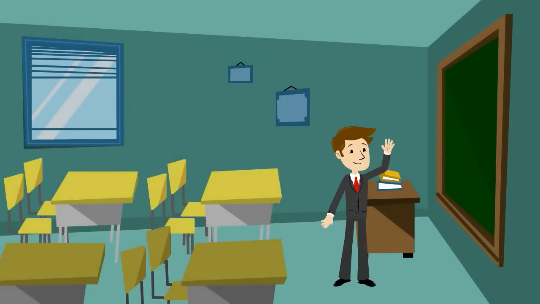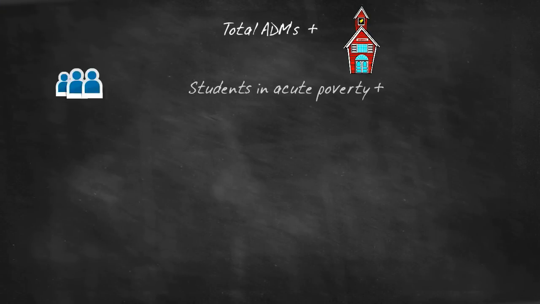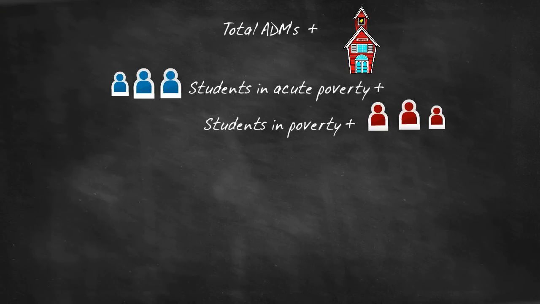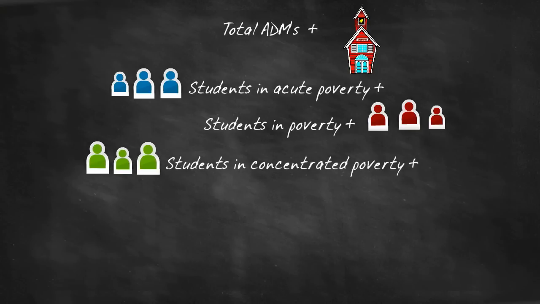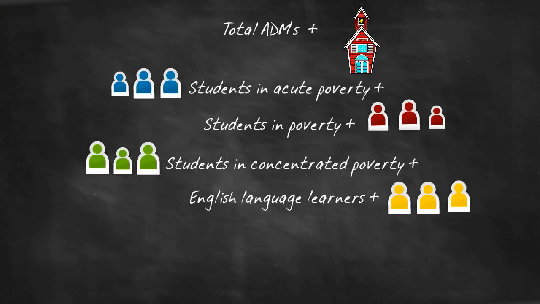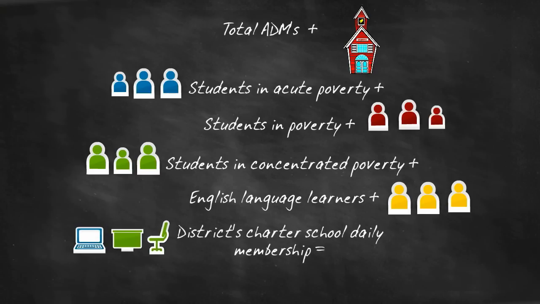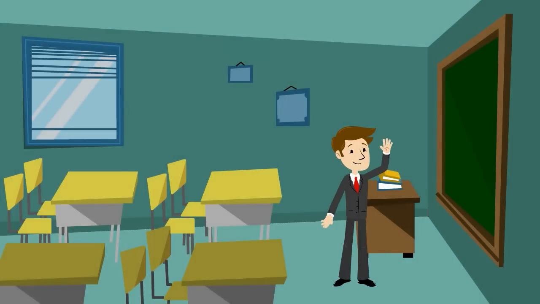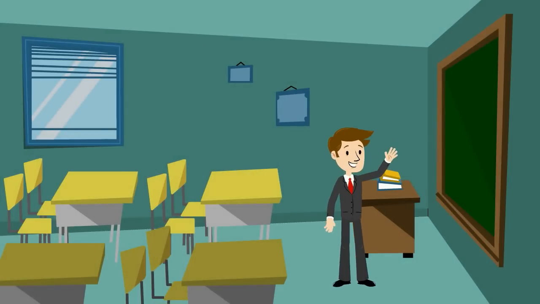Now that we know the factors, let's take a look at the formula. First, the formula takes the 3-year average for student attendance we talked about earlier. Then it adds a weighted number accounting for students in acute poverty, and another for students who live in poverty, and for students in concentrated poverty, and for English language learner students, and for students who attend a charter school. You add that all together, and you get the weighted student head count to apply to the overall formula. Seem confusing? Let's break down the formula even further and take a look at a specific school district.